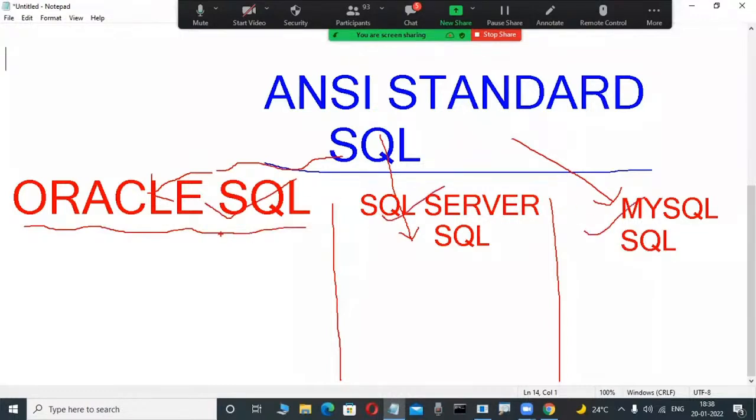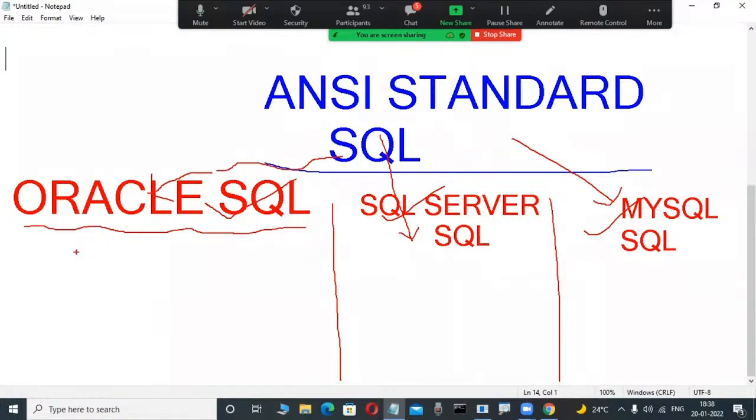Conceptually means table is there, view is there, procedure is there, function is there, trigger is there, package is there in Oracle SQL. In SQL Server also: what is table, what is view, what is synonym, what is index, what is procedure, function, trigger, the same. In MySQL also table, procedure, function, trigger, package. These are the same conceptually, but syntactically totally different.